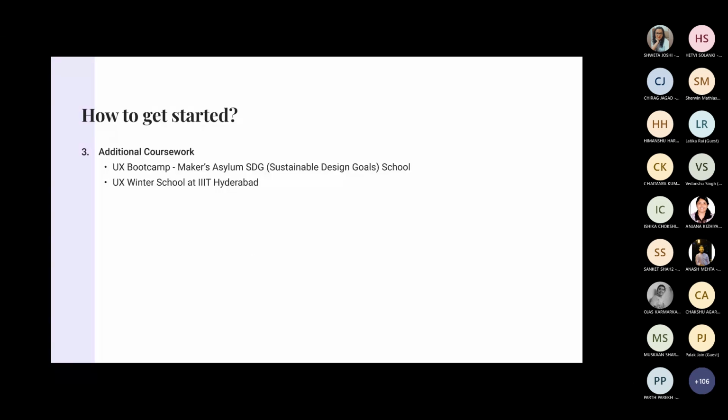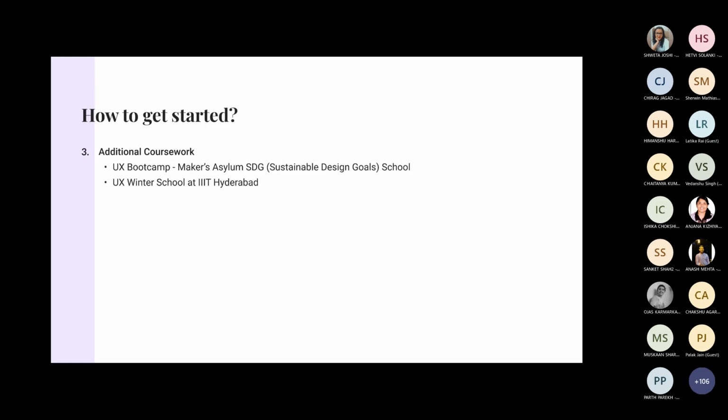There are also boot camps. Makers Asylum is a maker studio in Andheri where they do a yearly SDG school, which starts with a problem statement and then goes through the entire process and comes up with a solution. There's a winter school that IIIT Hyderabad holds. I think both of these options are paid and short term, like a week or 10 days or something like that. But I think it's a good, rigorous experience.